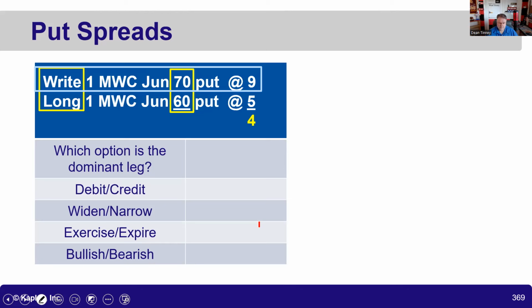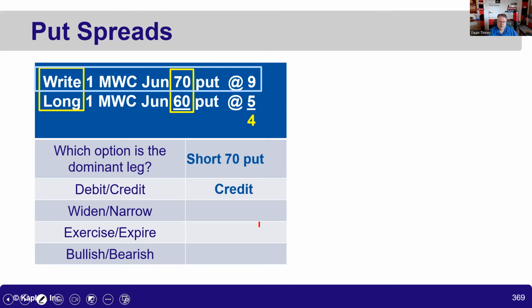I have a whole separate lecture on that. But the dominant leg is that 70 put. And I'm short that put. Debit or credit? So I'm going to net the premiums. That 9 is money in. I did an opening sale. And the long is money out. And so this is a credit spread.